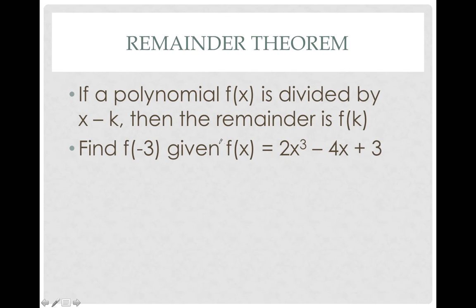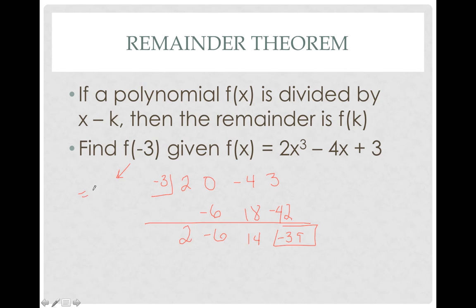So in order to find f of -3, I'm going to plug -3 into my box. I'm going to do 2, 0, -4, and 3. And I'm going to follow my synthetic division. So 2, -6, -18, 14, -42, and I get -39. That means f of -3 is equal to -39. And I didn't have to plug -3 cubed into my calculator. I didn't have to do any of that.